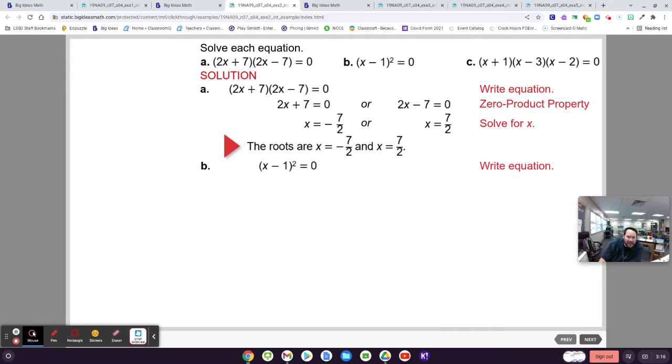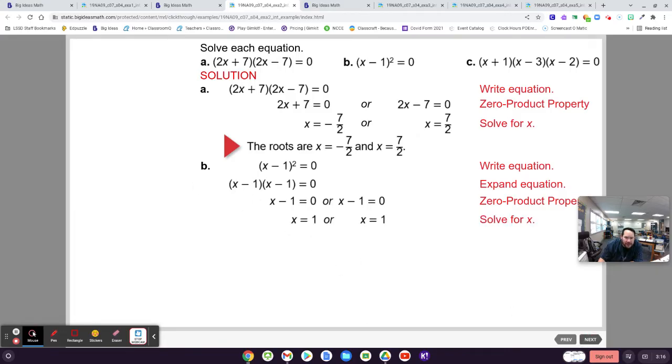For that one, we've got x minus 1 squared. So we have an x minus 1 times an x minus 1. This is an example of repeated roots because it's the same factor, so we only get one answer. It's just x equals 1, our only root. So it has repeated roots of x equals 1. That's a repeated root: when you end up with the same factor.